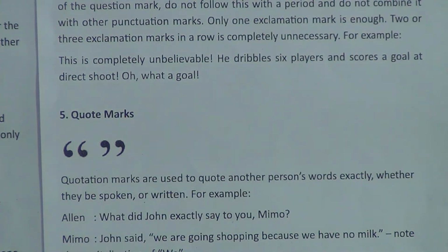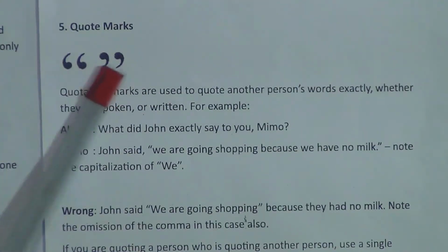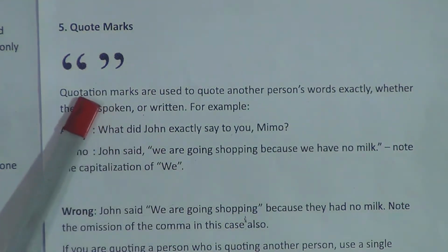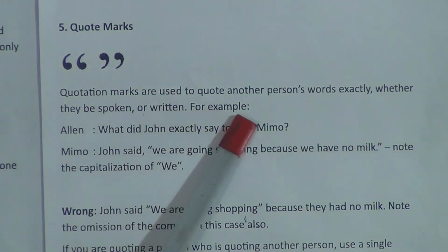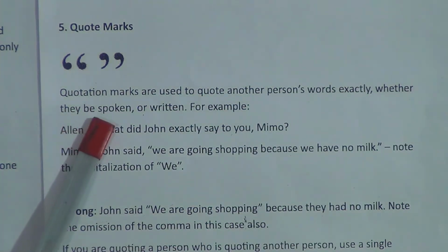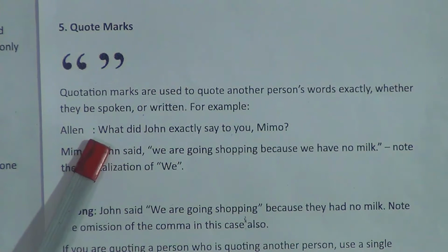Now we will go to the quote marks. Now look, this is quote marks, 66 and 99. And quotation marks are used to quote another person's words exactly, whether they be spoken or written. Okay, so if you want to quote another person's words exactly, we will use quotation marks.